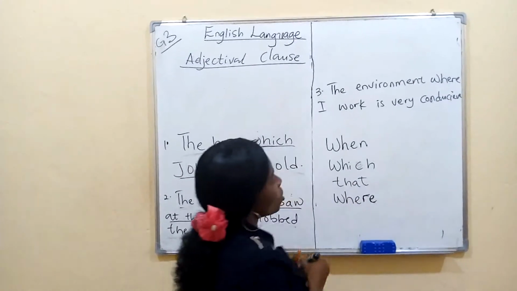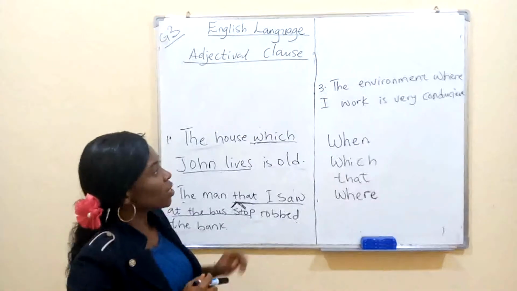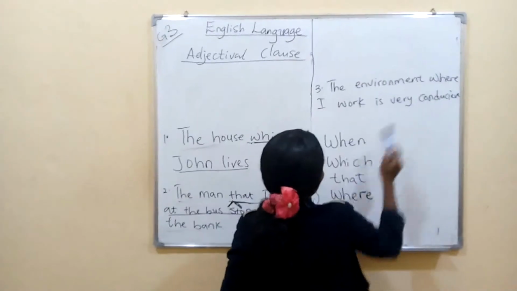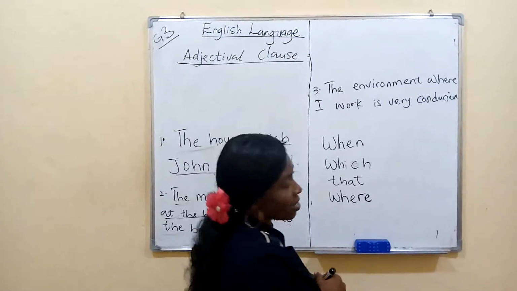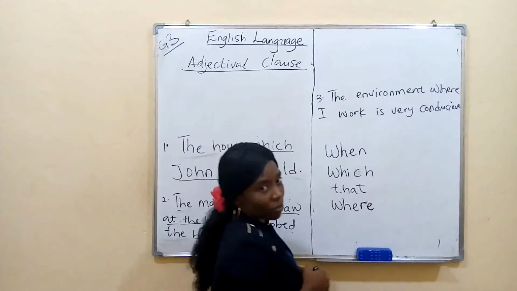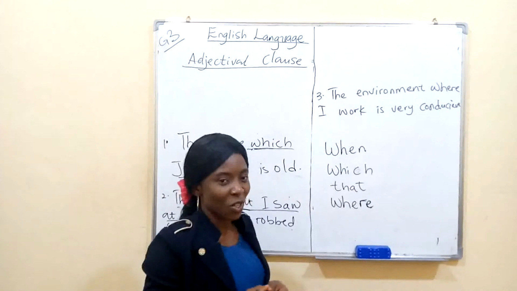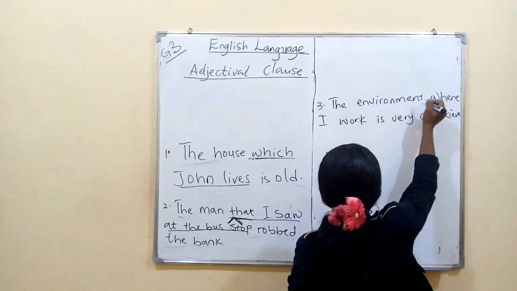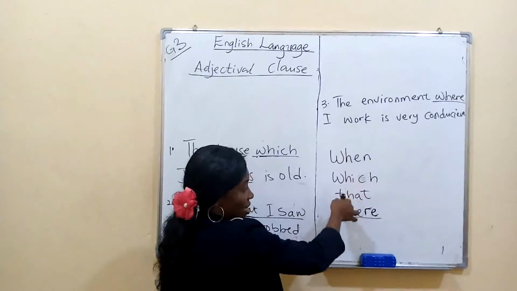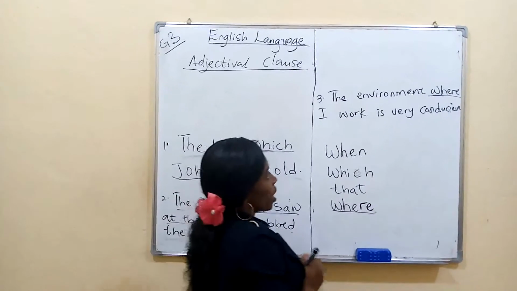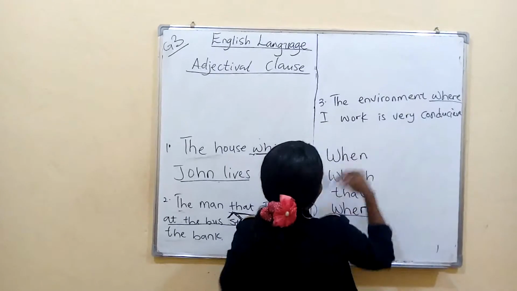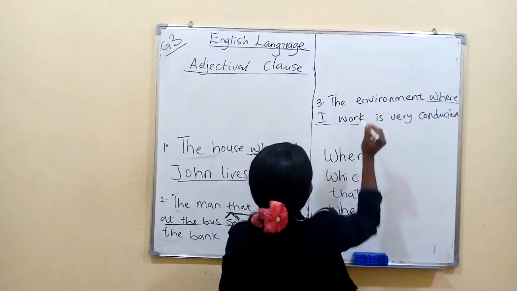The environment where I work is very conducive. I will just start by saying the environment is very conducive. But which environment is conducive? We start here. Can you look at it now? Where? You still remember where? We have other examples of this relative. Now, we'll say the environment where I work is very conducive. Where I work. So we stop there.